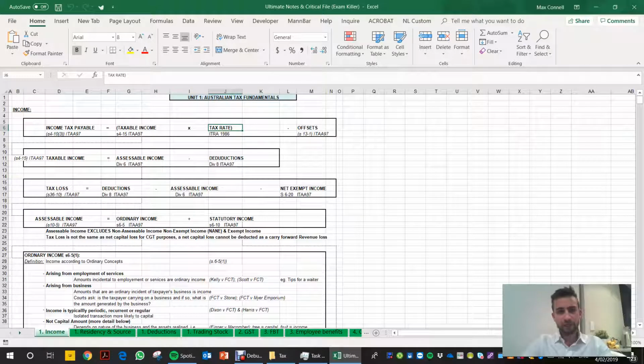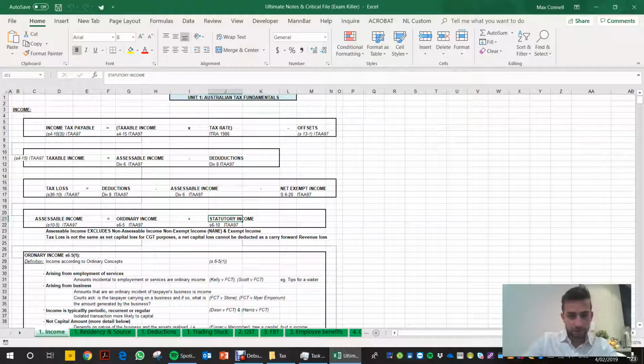Now the formula down here for tax losses is slightly different, but don't get confused by it. I think it can be a little bit misleading. Just use common sense. Basically, if your assessable income is less than 0, you're going to have a tax loss.